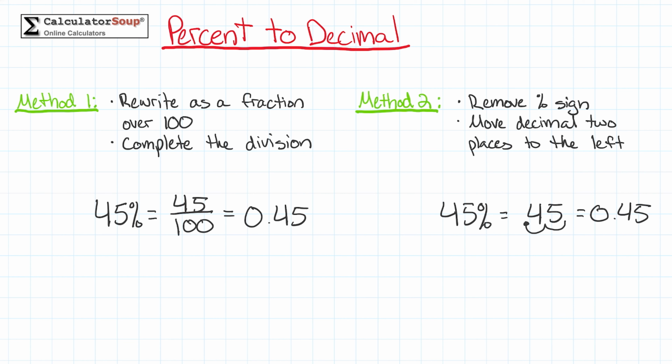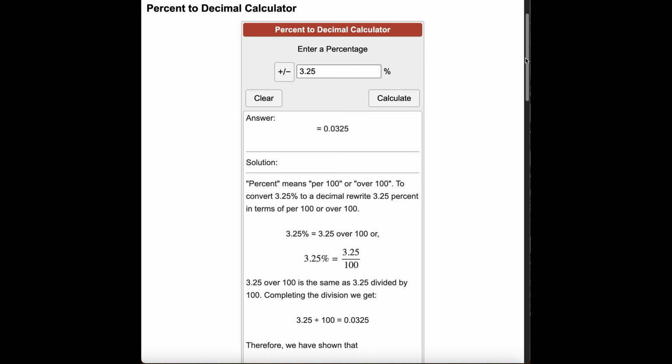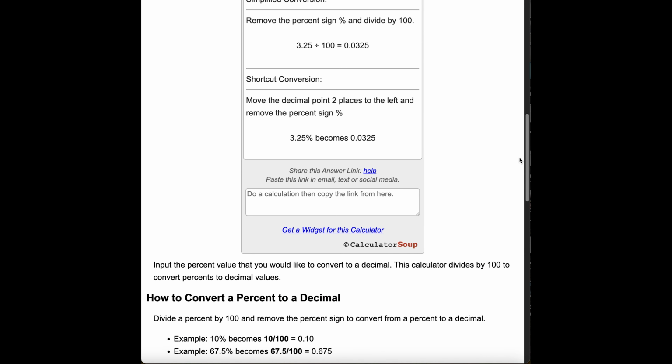Now that you understand how to convert a percentage to a decimal, let's head over to CalculatorSoup.com's percent to decimal calculator. The percent to decimal calculator will convert a percentage to a decimal and show you step by step how to get the answer using both of our methods.